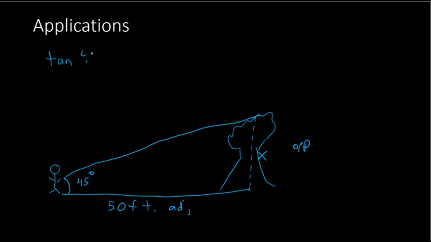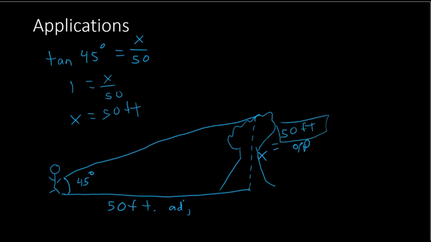So what we did was we took the tangent of 45 degrees. That's equal to opposite, the x, over adjacent, which is 50 feet. And then from here, we just solve this for x. And this was actually a pretty simple one to solve, because the tangent of 45 degrees is 1. So you have 1 equals x over 50. Multiply both sides by 50. That gave us x equaling 50 feet. Alright, so our answer in this example is the tree was 50 feet tall.